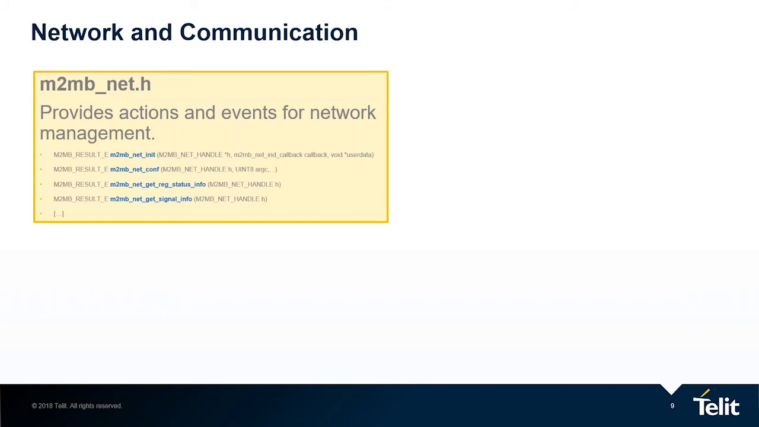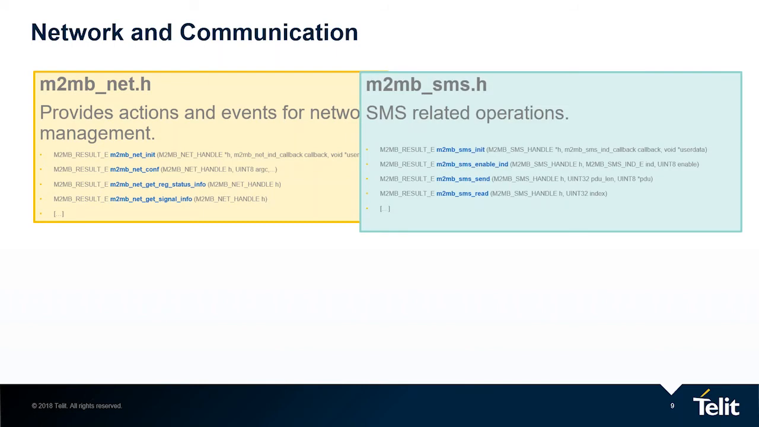Moreover, we have the possibility to manage all the network and communication functionalities. So, for example, manage the cellular networking itself, getting the cellular registration info and the signal strength information. Also, we can manage the SMS functionalities directly from the APIs, so send and receive SMS from the code of the application.